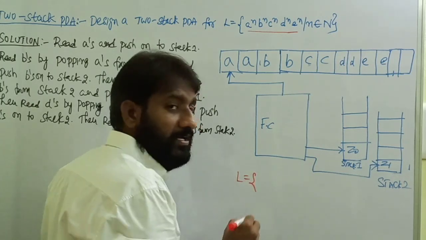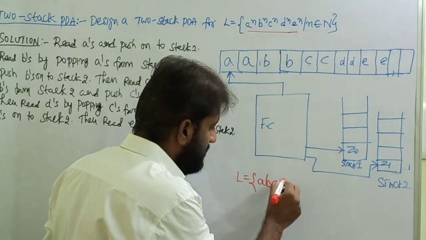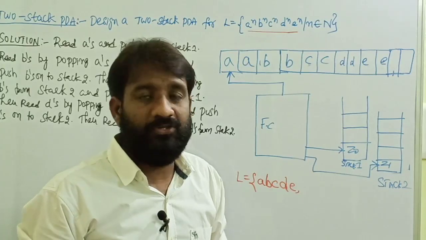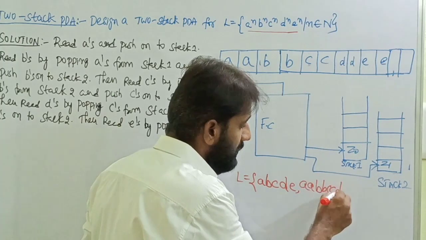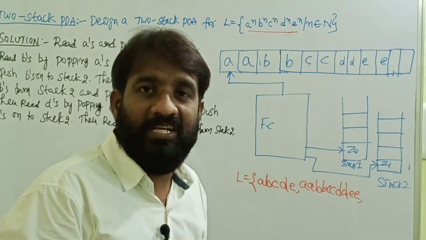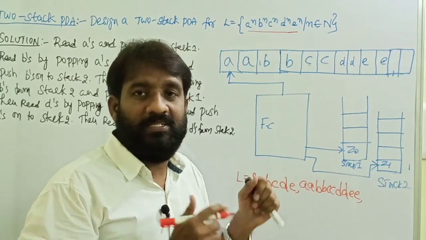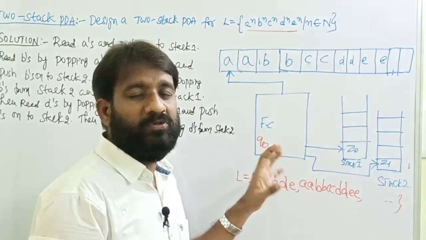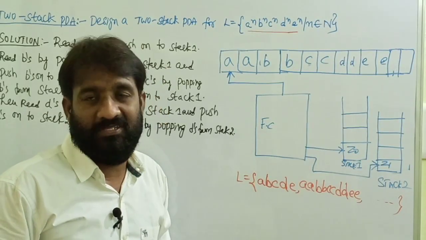If I take n equals 1, there is a single A followed by a single B, a single C, a single D, and a single E. If I take n equals 2, there are 2 A's followed by 2 B's, 2 C's, 2 D's, and 2 E's. If I take n equals 3, there are 3 A's followed by 3 B's, 3 C's, 3 D's, and 3 E's, and so on. We are designing this problem by using a two-stack PDA. It's not at all possible to design this problem by using a single-stack PDA. Let me tell you the logic first.